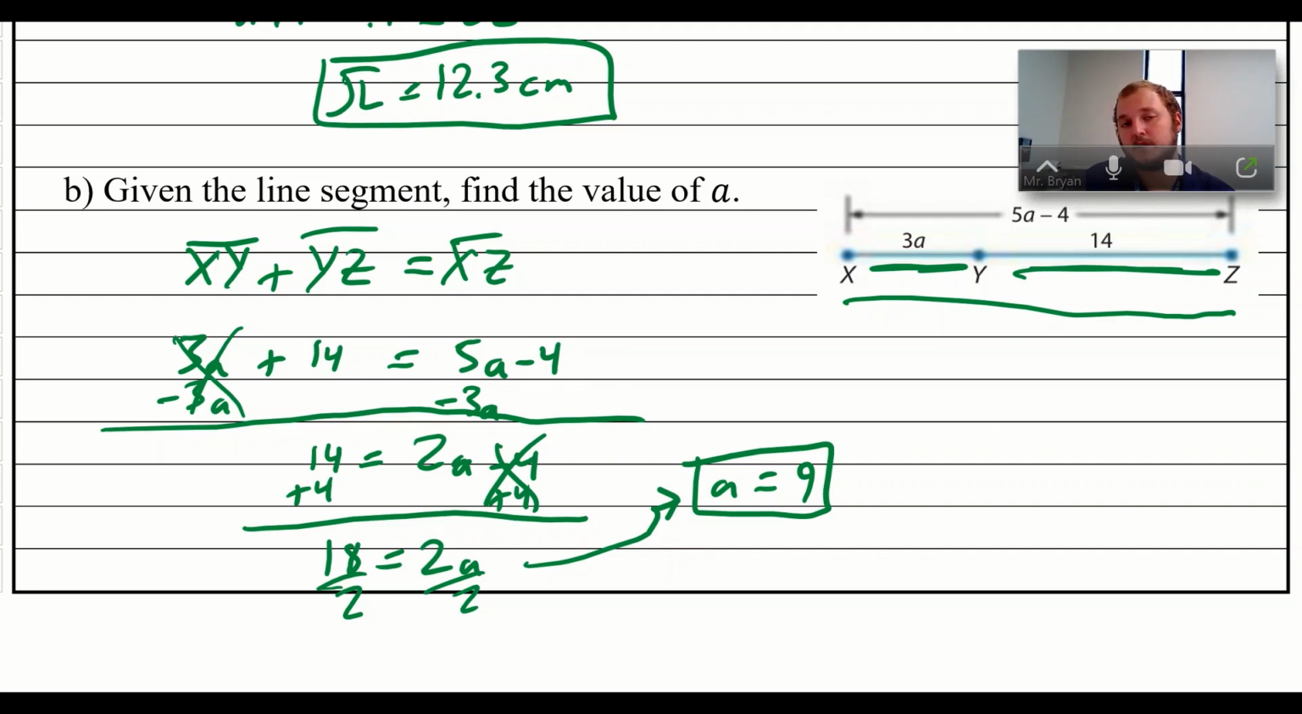And again, just like any other algebra problem, if I wanted to double check and make sure this is right, what I could do is plug 9 for A into my diagram here, and see do those lengths actually come out to be the same. They should if we've done it correctly. So that's using the segment addition postulate.